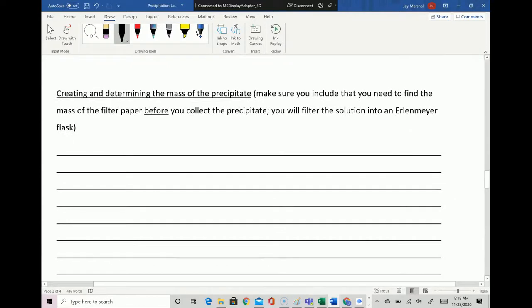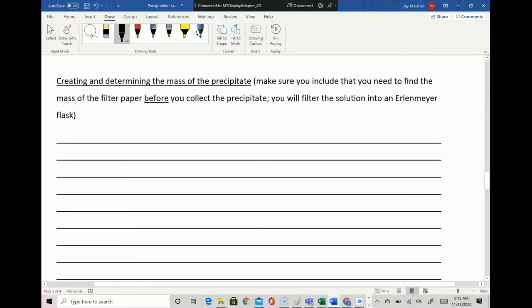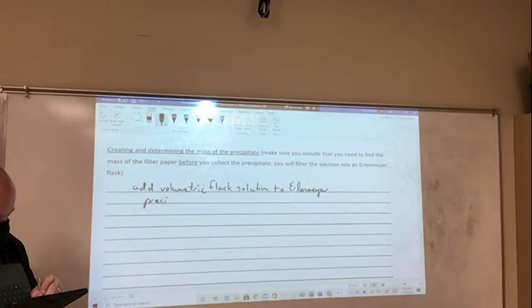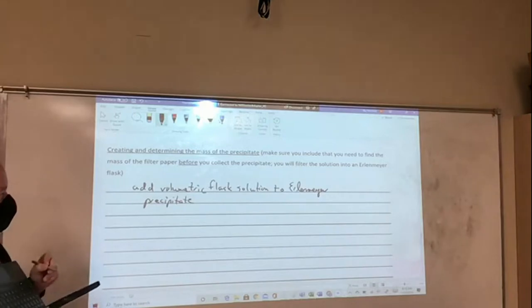Okay, then you're going to create and determine the mass of the precipitate. So you're going to dump the two things together. You're going to add the volumetric flask solution to the Erlenmeyer flask solution, not the other way around, and you'll get a precipitate. Okay, and this yellow precipitate is what we want.